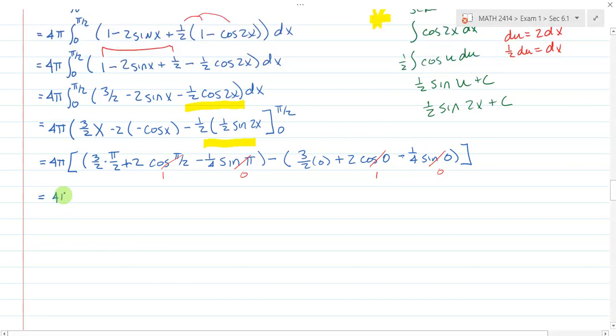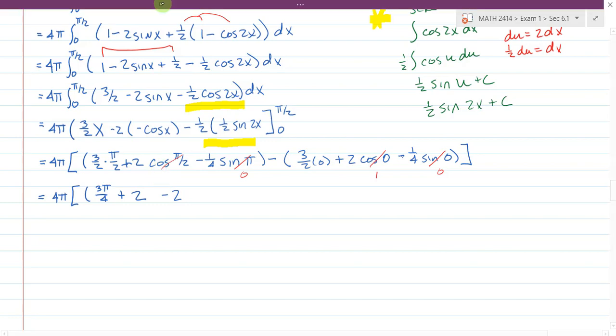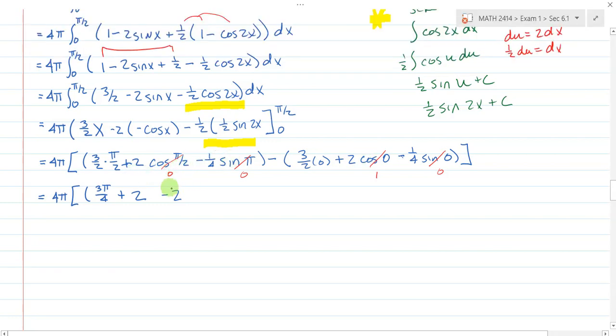And that's going to give us 4 pi times 3/2 times pi over 2 ends up being 3 pi over 4 plus 2 times 1 is 2. This term goes to 0. Minus, that term goes to 0, minus 2 times 1 is 2, and then plus 1/4. That's not right either. Hang on, wait. I'm missing something somewhere. Duh. Cosine pi over 2 is not 1. Cosine pi over 2 is 0. Cosine 0 is 1. Got it. Okay, so that term goes away. We don't need that term right there.